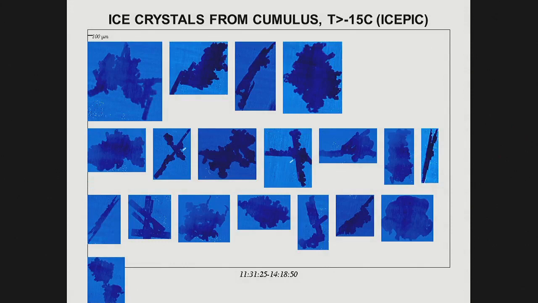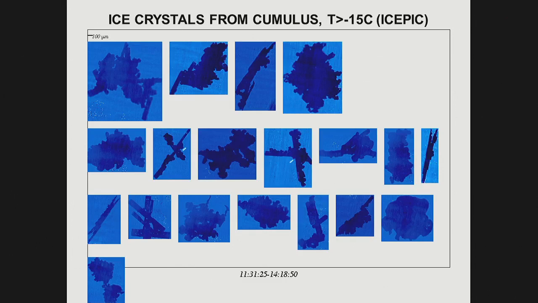Now, a different kind of cloud. This is a cumulus cloud, so much shallower cloud. And here, the temperature is greater than minus 15, and we can see evidence of elongated needles, assemblages of needles. Every now and then we see needles that aggregate, so they're like plus signs. They just stick together like this. That seems to be quite common. More common than you'd expect. Not really sure why that happens. Maybe something to do with their orientation when they fall.